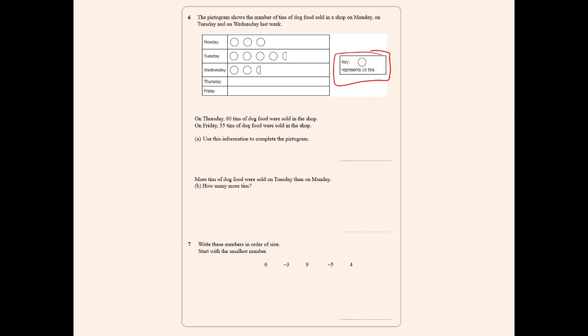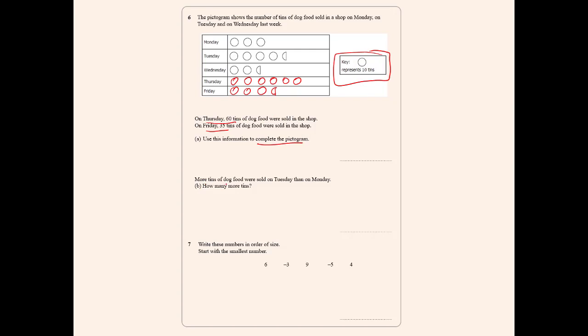So 60 tins on Thursday, so each circle represents 10 tins, so we need 60 divided by 10 is 6 tins, so 6 circles, so 1, 2, 3, 4, 5, 6 of them. And on Friday 35, so 1, 2, 3, so we've got 30 and half, which is 5. Okay, so the pictogram is complete now.